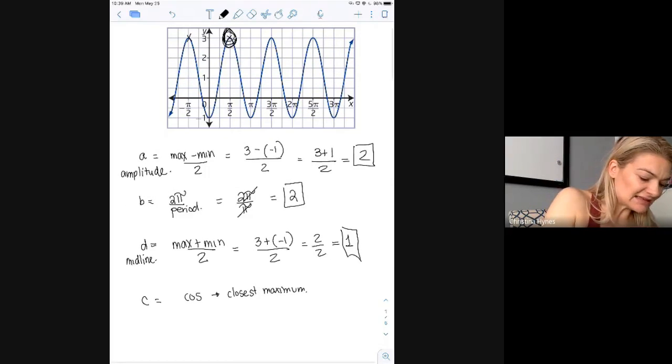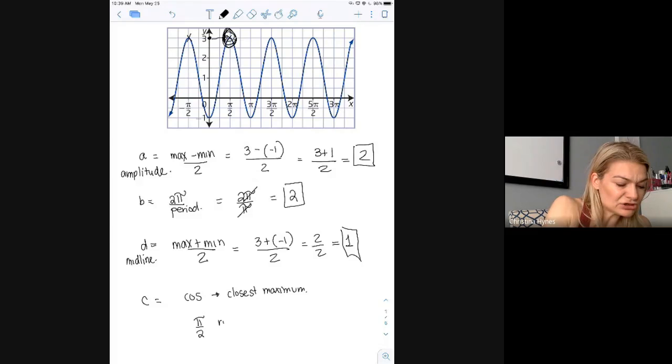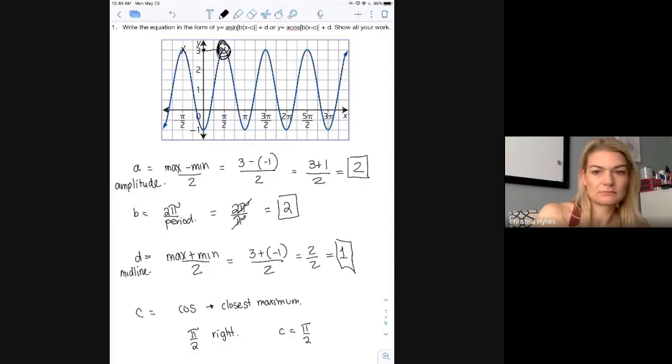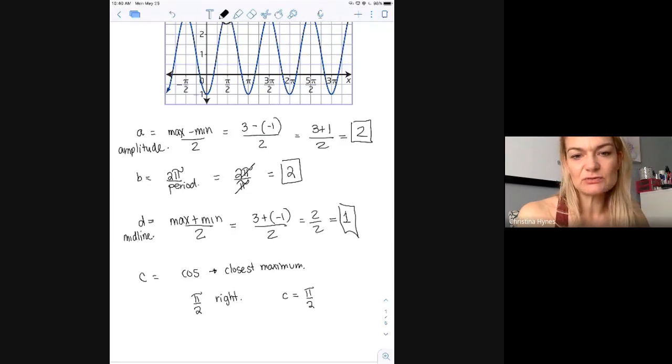What I would do is say that I know normally my maximum for cos is supposed to be on the y-axis, but it's moved to this location. So there's been a phase shift of pi over 2 units to the right. All you would do is that your C value would then be, in this case, pi over 2. So pi over 2 would be your phase shift. That's for cos. The closest maximum is what you use to find your C value when it's cos.